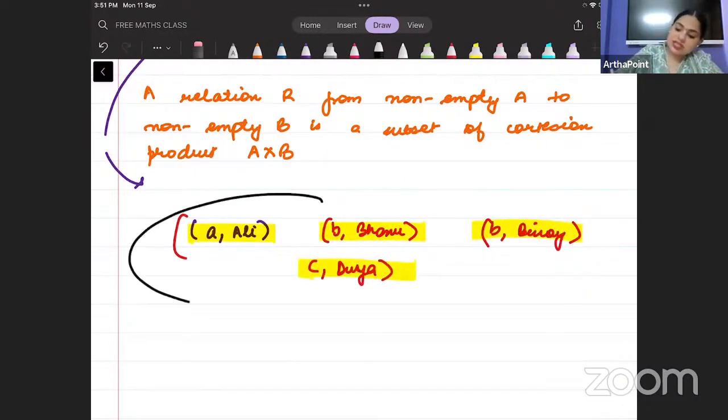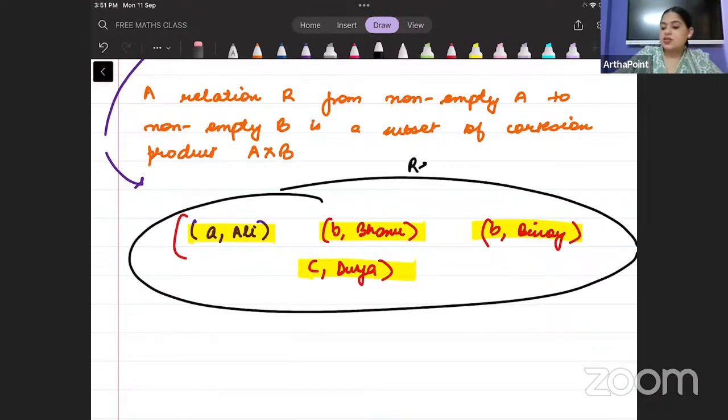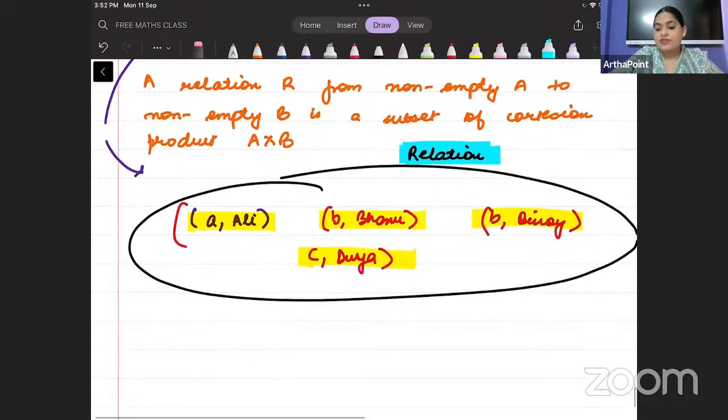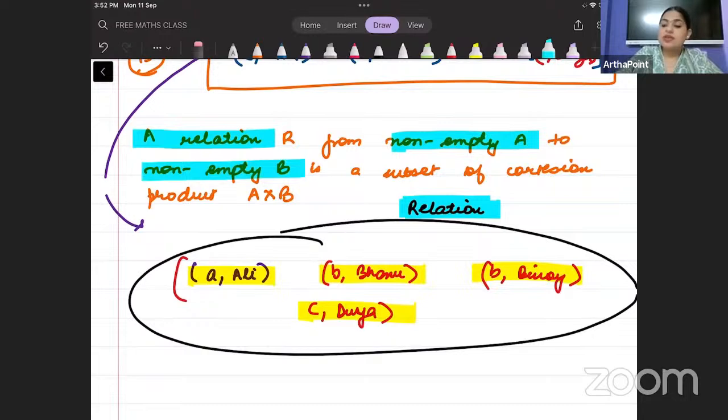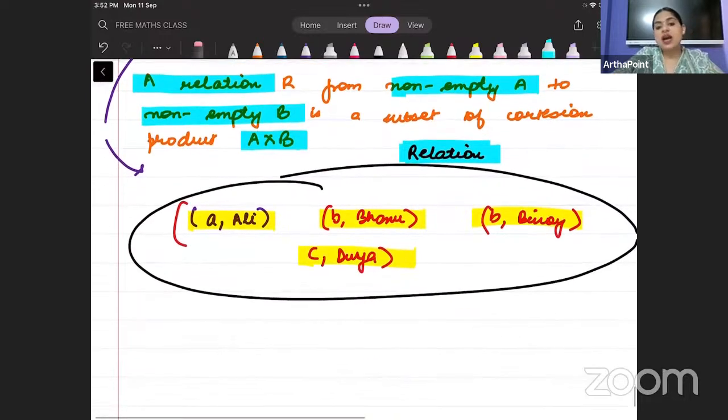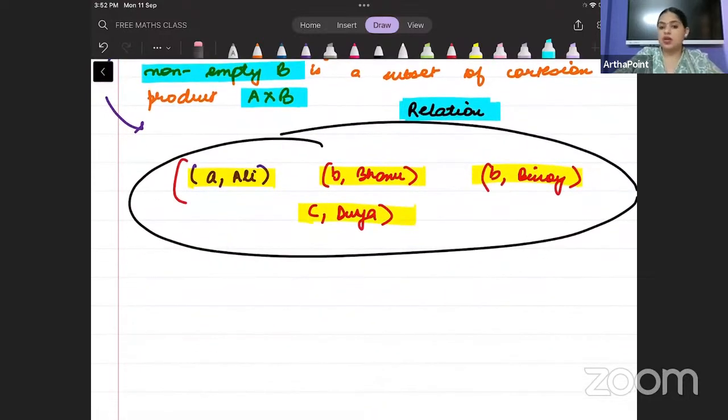This itself is called a relation. Is this clear to everyone? So a relation is what? It is from a non-empty set A to a non-empty set B, and it should be a subset of the Cartesian product. It is a subset of the Cartesian product. Is this clear? Okay. Now let's consider this further.